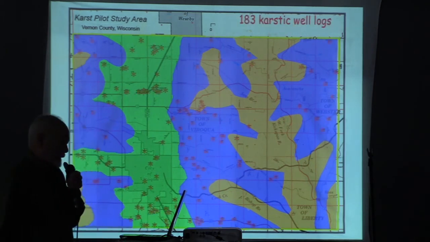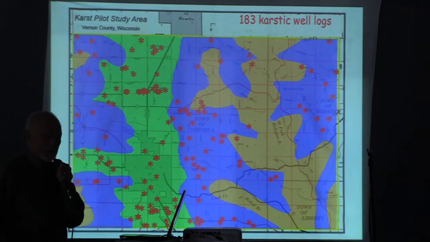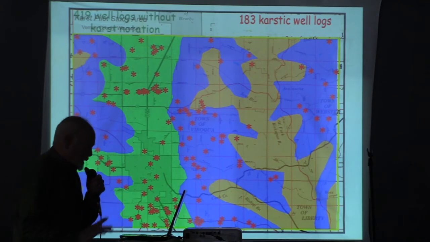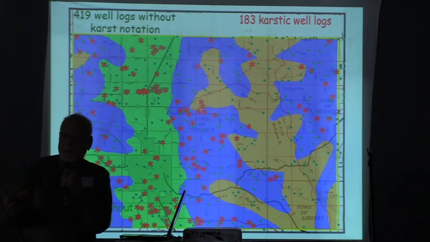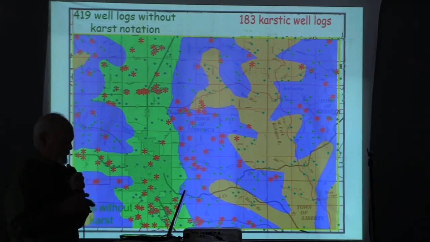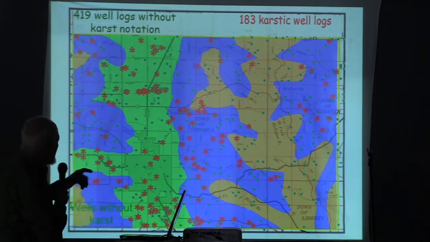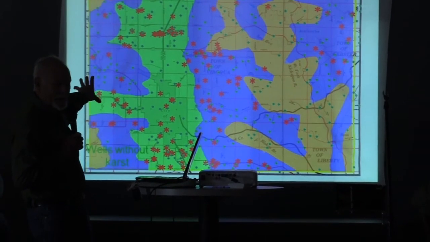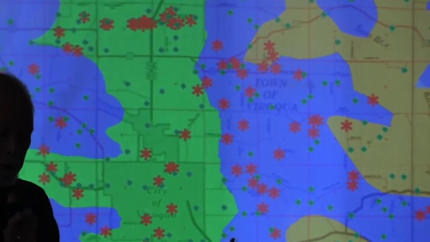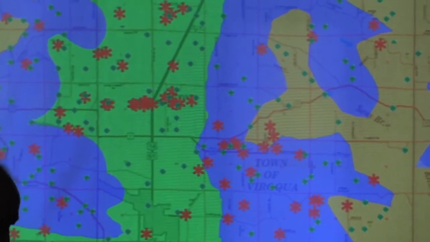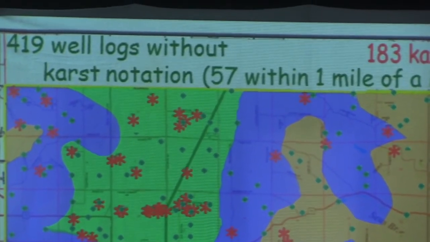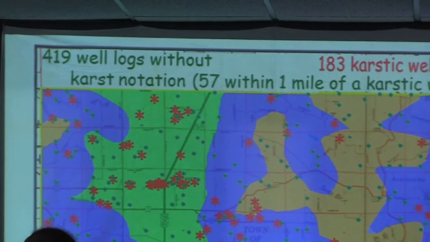I looked at all 600 wells that were drilled in that period in this area. Of the 600-odd wells, 183 showed karstic features. There were also other wells where you look at the log and there is no karst feature, but you know full well the driller wasn't paying attention. All those green dots which don't report any karst must have been karst, because everything else was. The driller just sat back, lit a cigar and read a magazine along the drill. So 57 so-called non-karstic wells were within 1 mile of a karstic well.